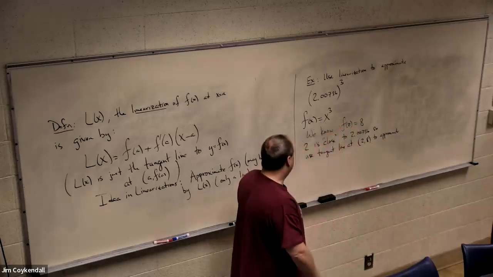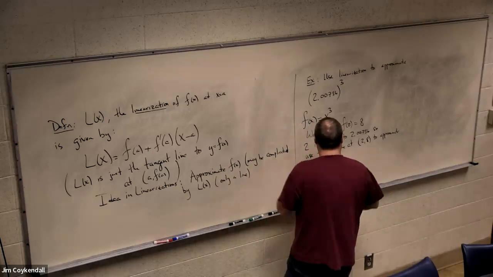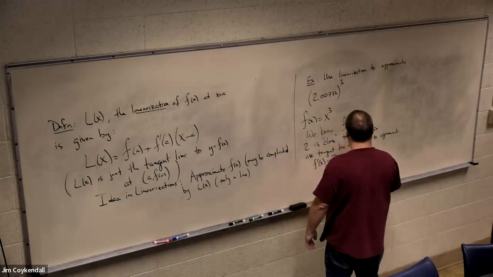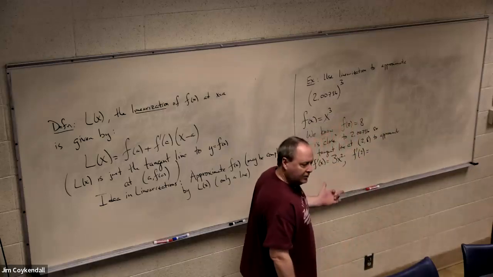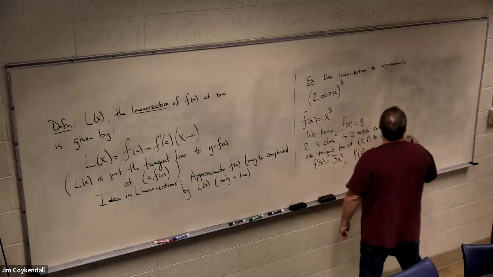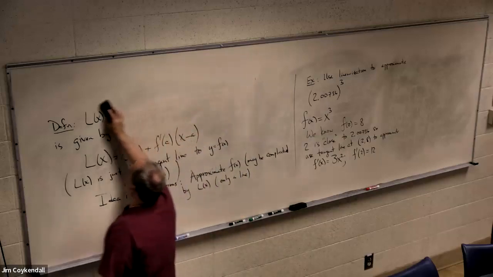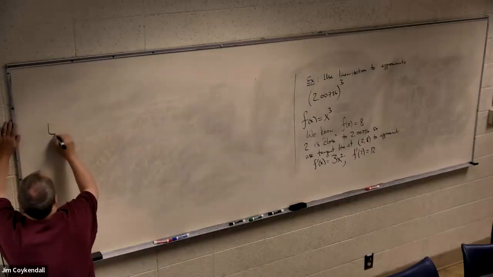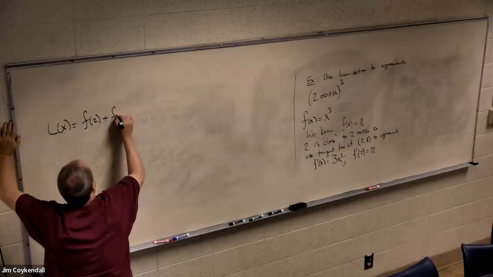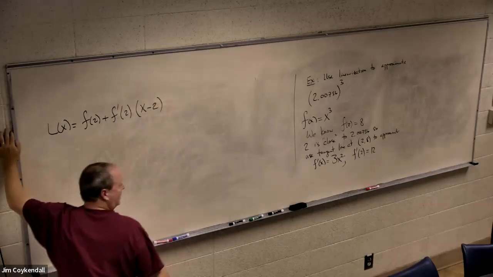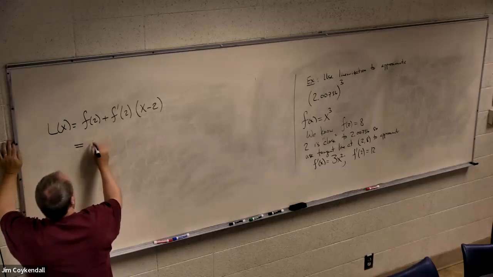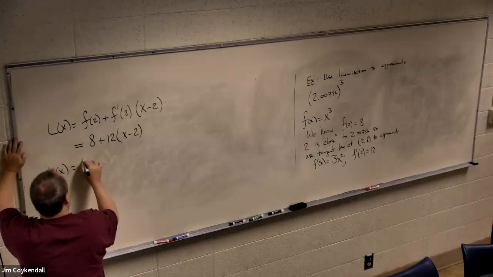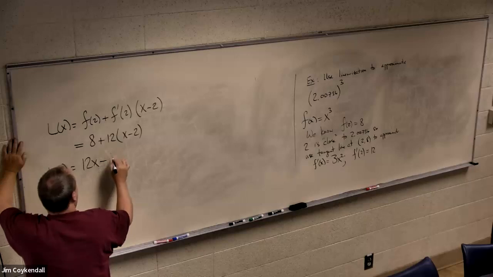So this reduces me to finding an old-fashioned derivative. f prime of x, what's the derivative of x cubed? 3x squared, I agree. And so we need f prime of 2, which I guess is going to be 12. And so I get a linearization here of f of 2 plus f prime of 2 times x minus 2. This is 8 plus 12 times x minus 2. And I'm going to clean this up a little bit. Get 12x minus 16.